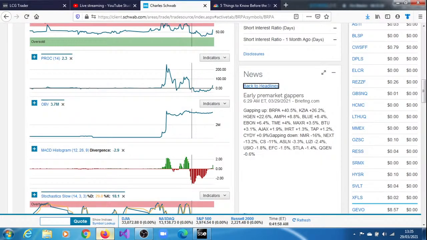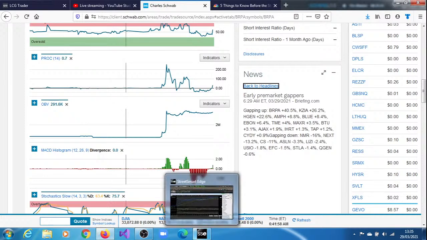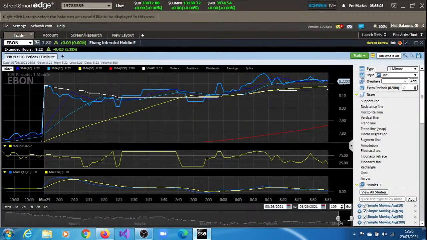So the next one we have looked at is TME. So gapping down. Okay, it's good to look at some of the stocks that are not doing well. So let's look at NMR, because they may still be presenting a buying opportunity, because it's when they are exiting that you have to enter. So let's look at NMR.